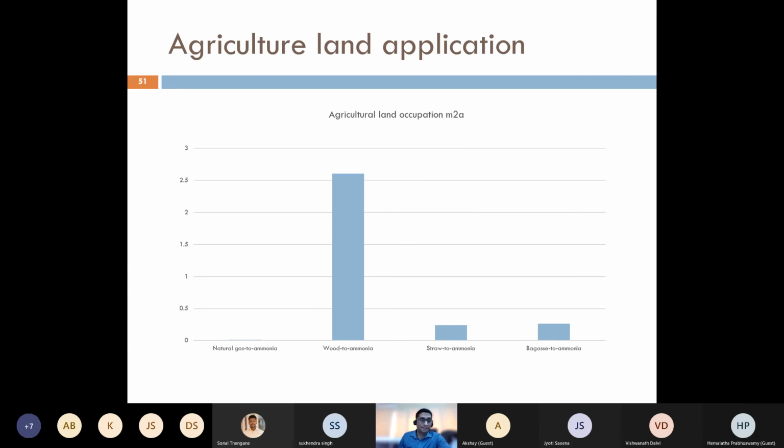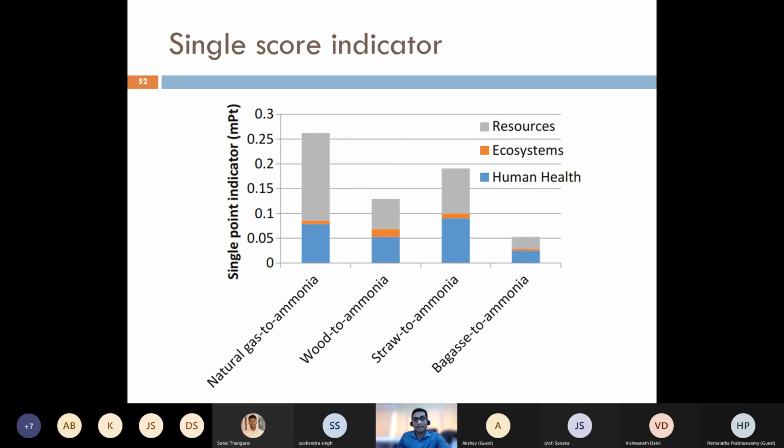Then comes agricultural land occupation. This is the conventional process. The only land I need is for the factory. I would hardly need any land for straw or bagasse because they're available just out of the field. But when I'm doing an energy plantation, I need a huge amount of land. So again, the same process, different biomasses, different places, the impact could be very different. So this is agricultural land occupation.